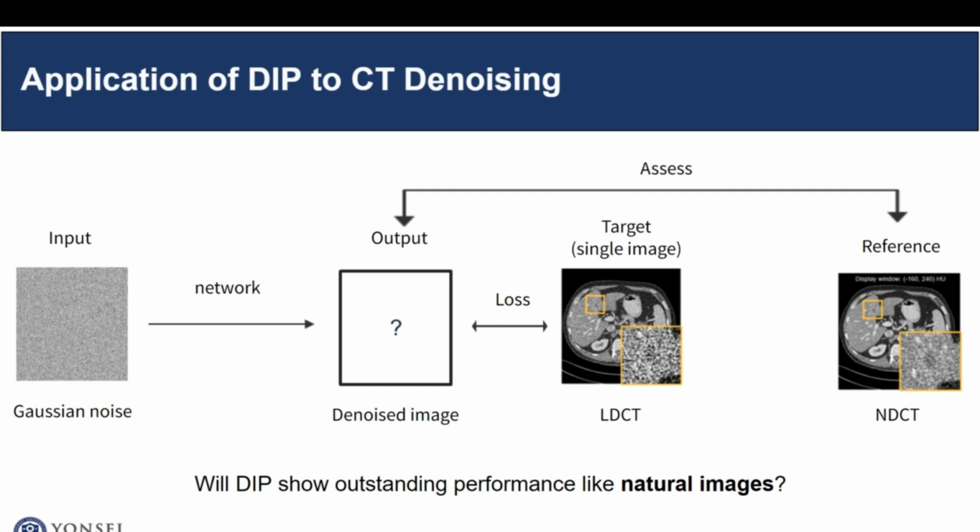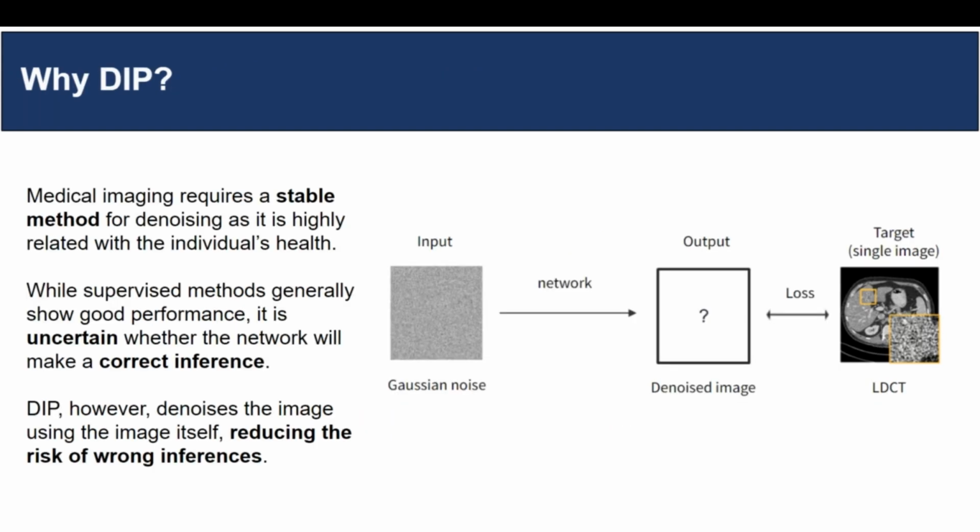While DIP is known to show exceptional performance in natural images, CT images are far from natural, so we will have to observe whether the denoising performance on CT images is sufficient. The reason we are applying DIP to CT images is because medical imaging requires a stable method for denoising, as it is directly related to the individual's health. Supervised methods generally show a good performance, but it is uncertain whether the network will make a correct inference on unseen test data. However, DIP denoises the image using the image itself, reducing the risk of wrong inferences.